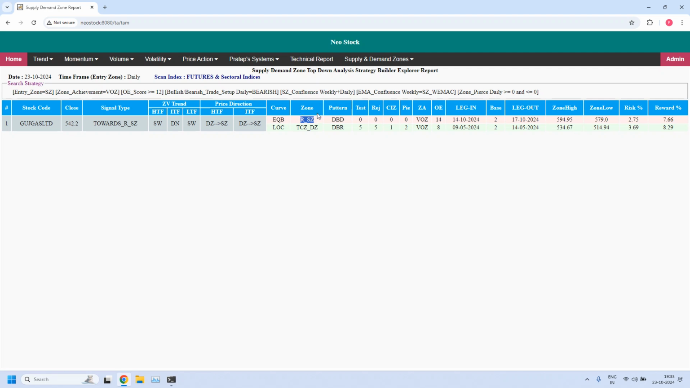This daily supply zone is part of the weekly supply zone. And also this daily supply zone is part of weekly, and that weekly supply zone is having weekly EMA confluence. That way it is a high probability setup supported stock.